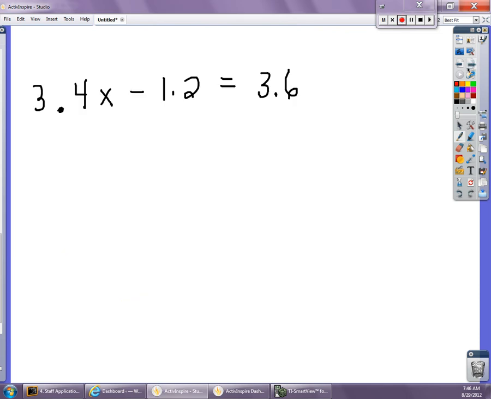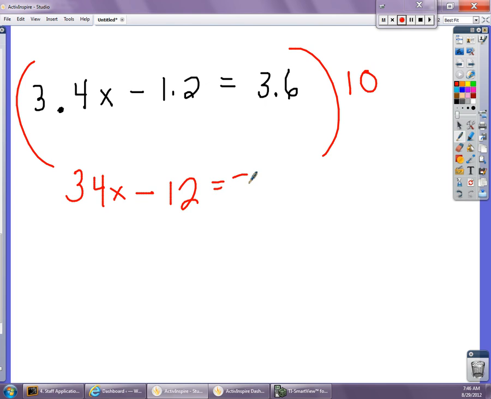So this is another example of this. You have this long equation with decimals. Again, you can leave the decimals in there, but if you notice, you can get every one of them to be a whole number. In this case, you can multiply by 10, and the decimal moves over. You're left with 34x minus 12 equals 36. Again, this is an easier problem to work with. You'll get the same answer here as you will here, but now you just have whole numbers.